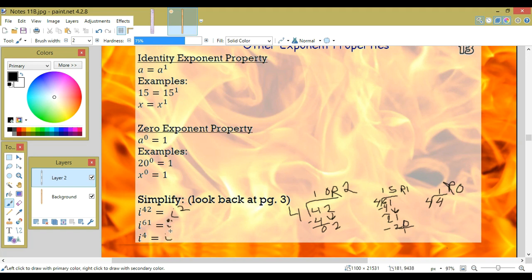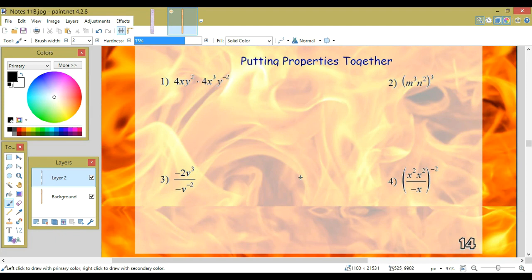So we have i to the 0th power. Remember, anything to the 0th power is 1. On page 14, we're going to put the properties together. So let's look at number 1. We have 4xy to the second power times 4x cubed y to the negative 2.